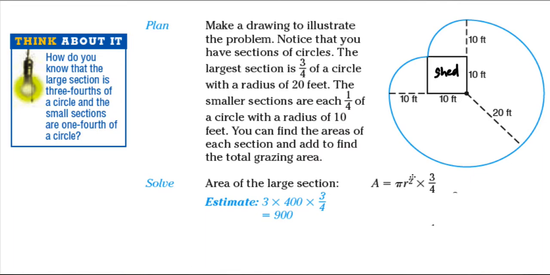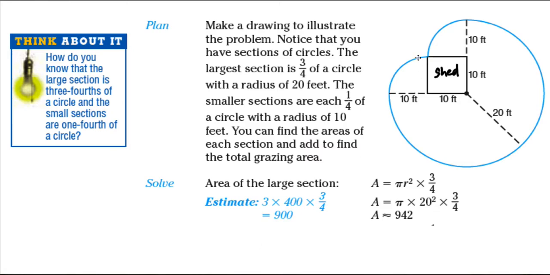Substitute the values. Our radius is 20. So we have pi times 20 squared times 3/4. Multiply all of them, and we end up with area equals 942 square feet. So that's close enough to our estimate, so we're good with that.